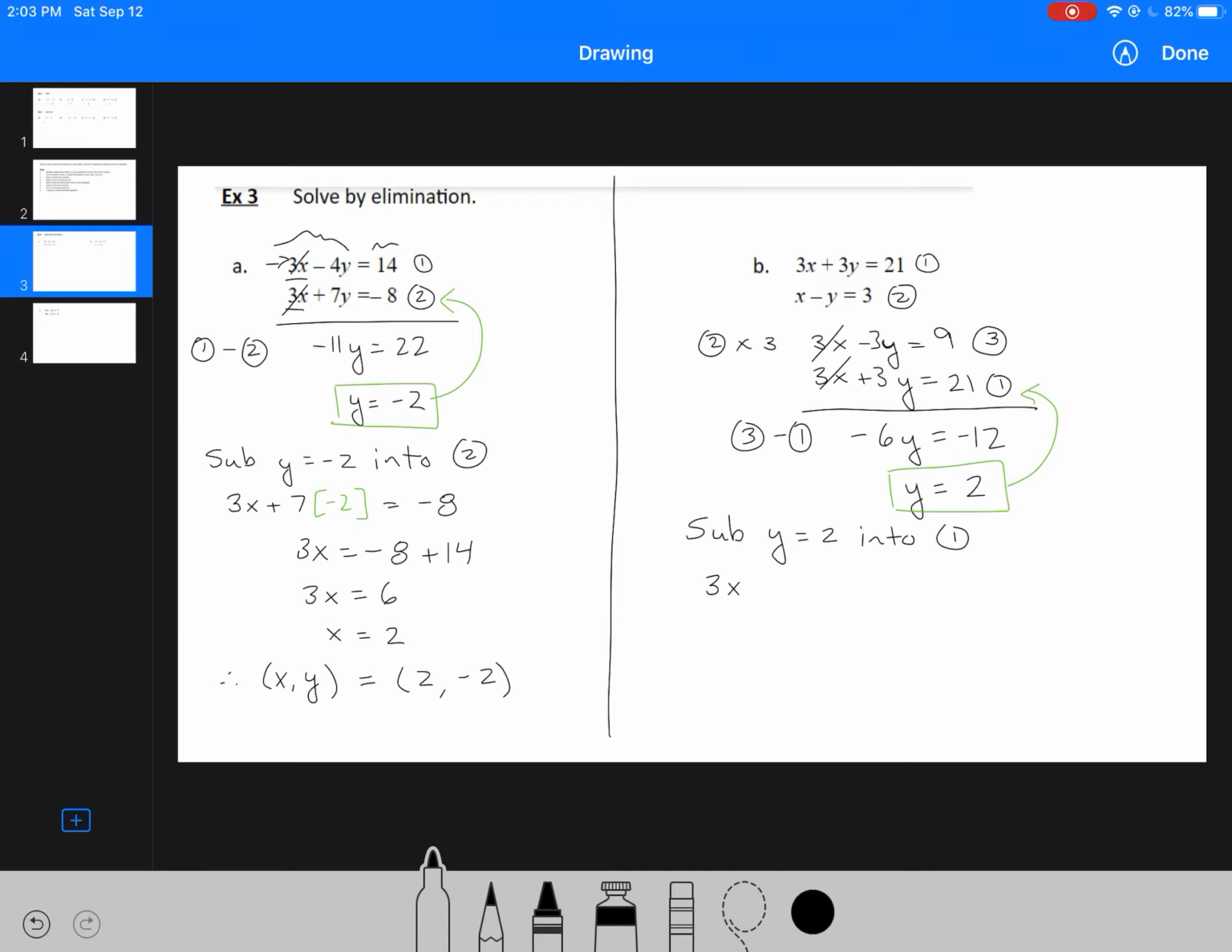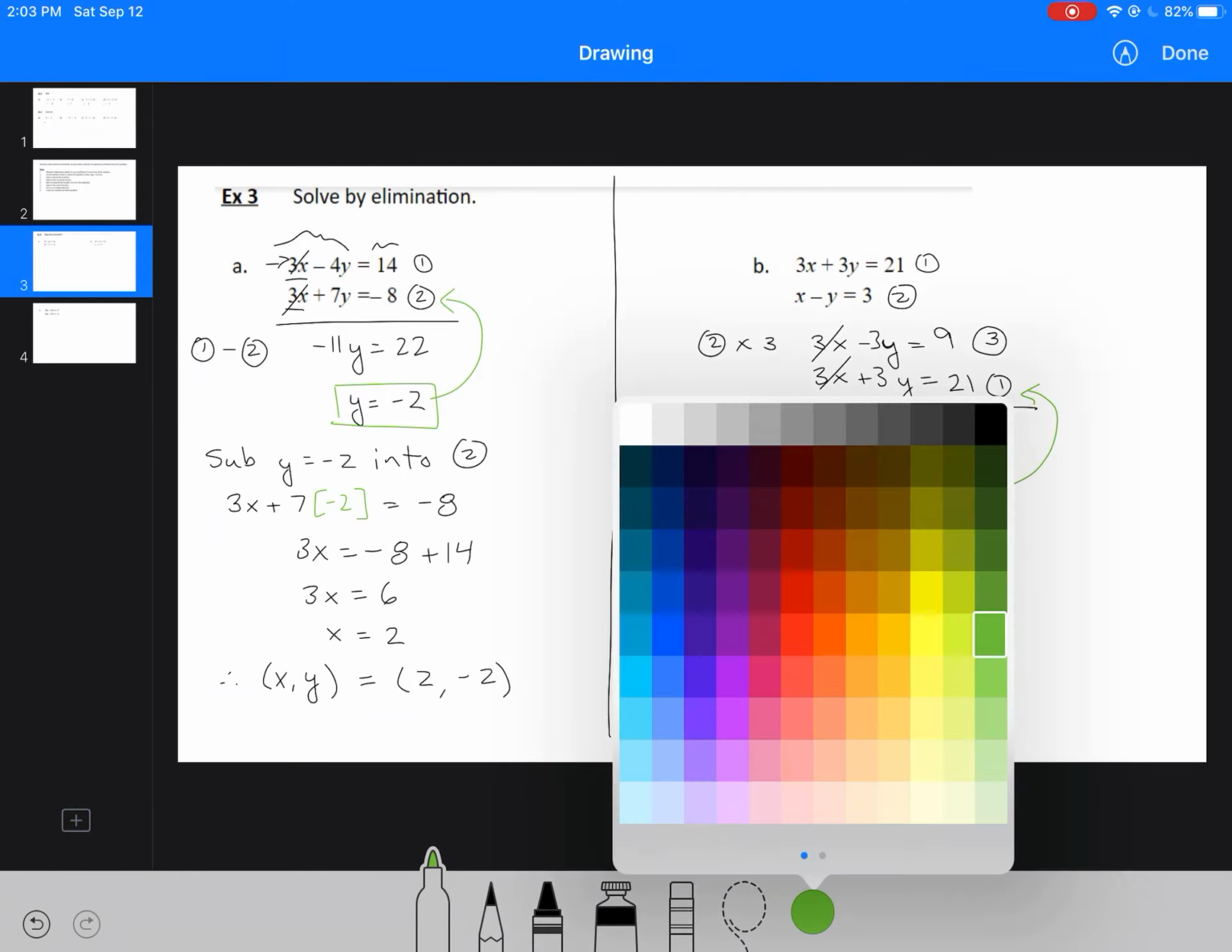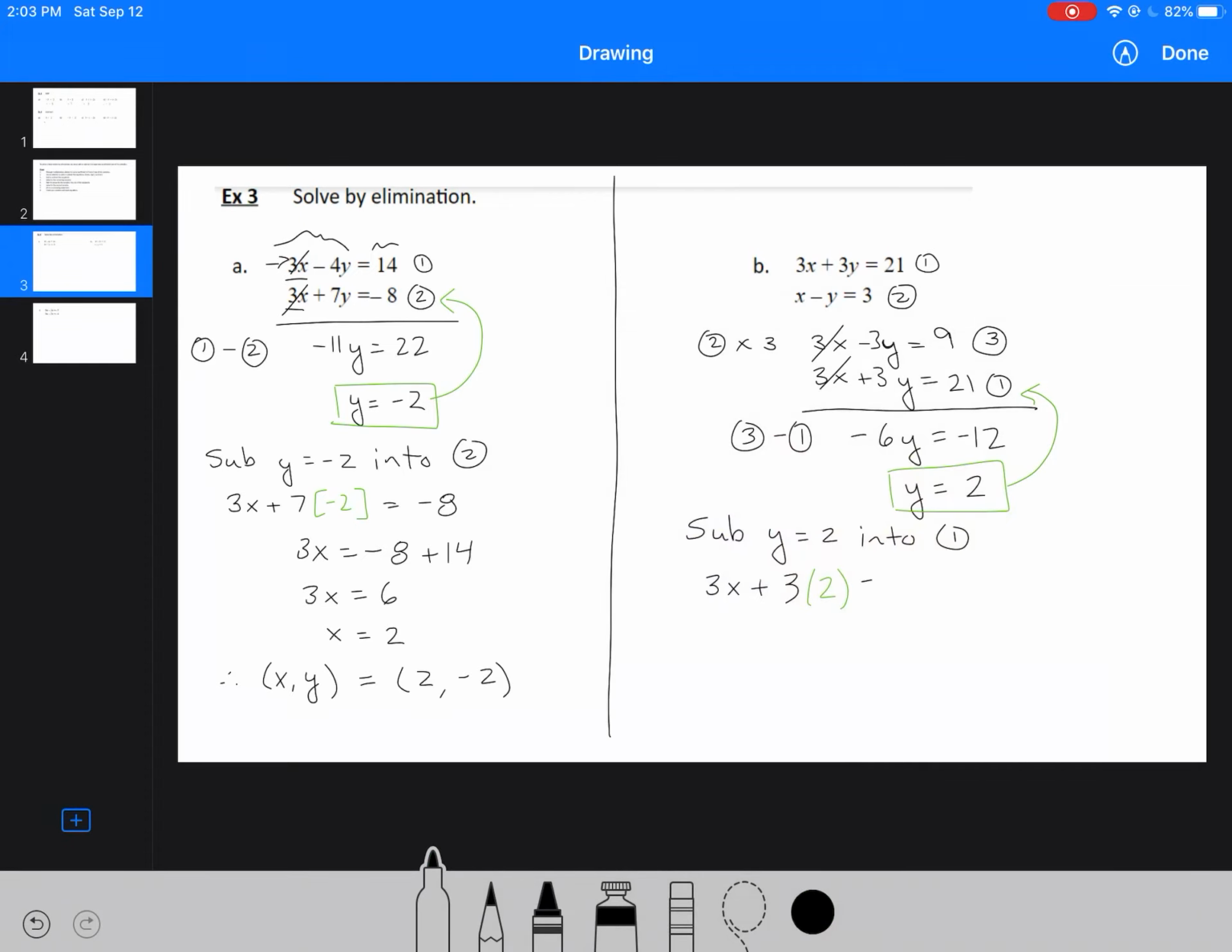So I've got 3 times x plus 3 times y, which is 2, based on my algebra, equals 21. And then I get 3x plus 6 equals 21. 3x equals 15. X equals 5. So therefore, my solution is 5, 2.